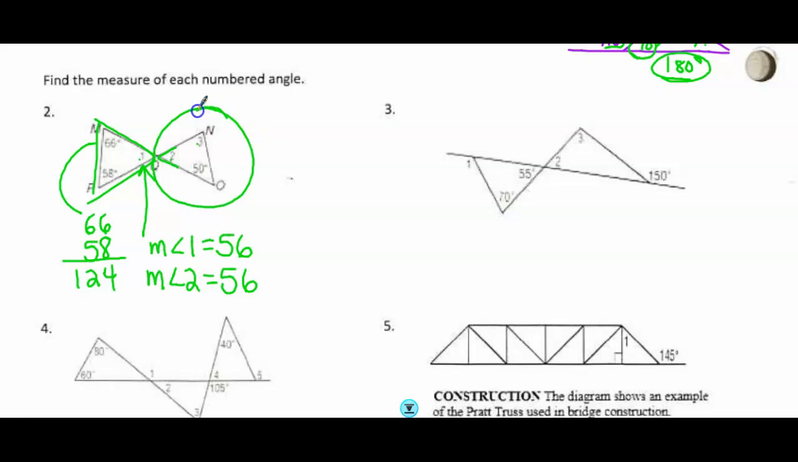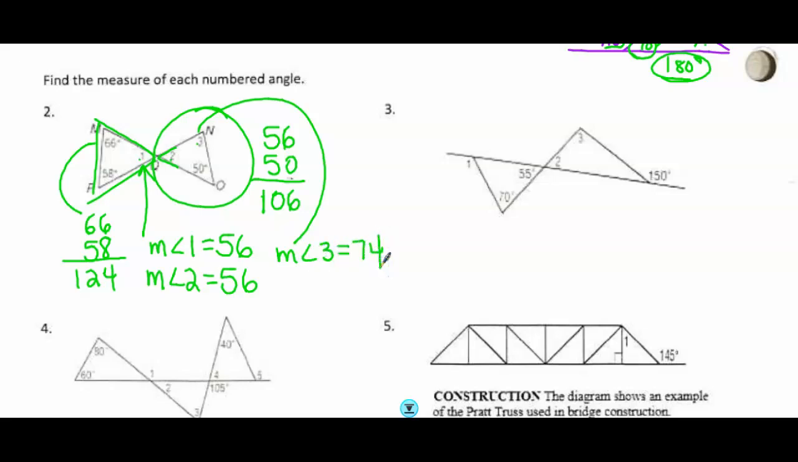And then in this triangle over here, you have 56 for angle 2. You have 50 in the corner there, which is 106. So the measure of angle 3 would have to be 74, because 106 plus 74 is 180.